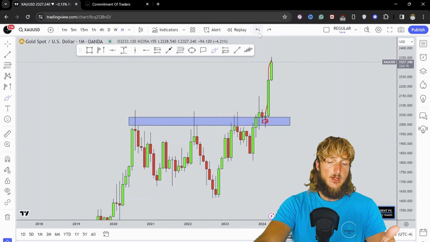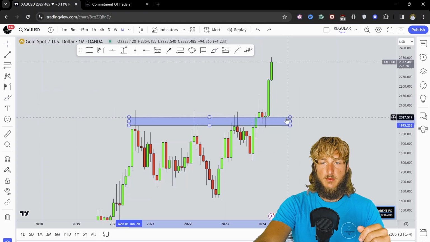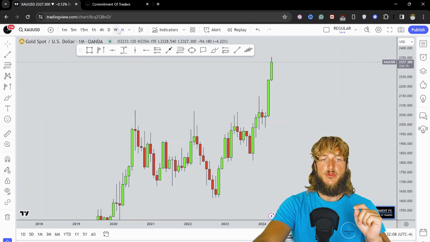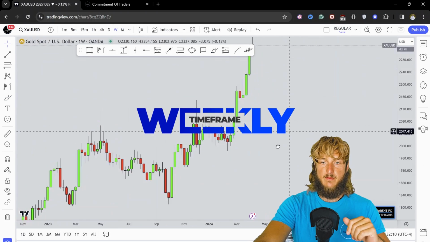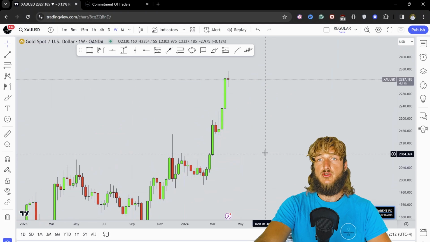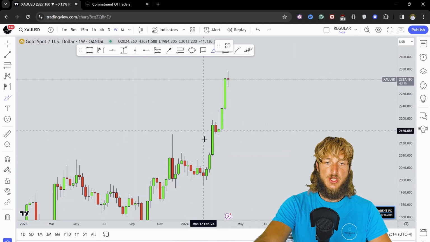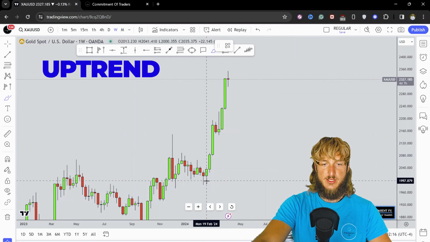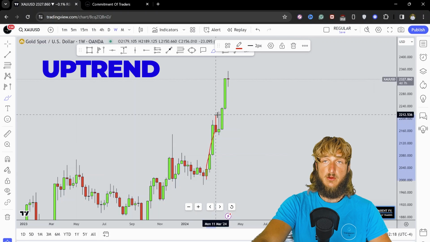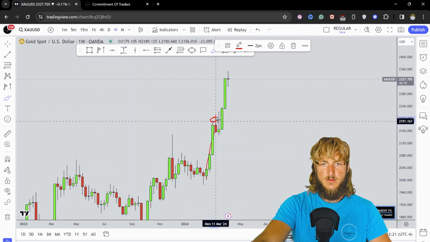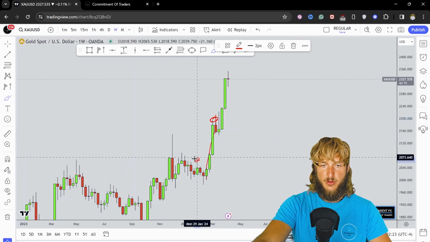Now that we have covered what we have from a monthly perspective, let's drop down on the weekly time frame and see what we have. Well, on the weekly, the situation is quite clear. We have a market which has been creating higher highs and higher lows. Starting from here, we had the impulse to the upside, creating a new higher high. So the high here above the previous high.